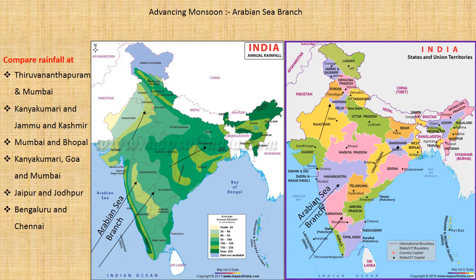If you pay attention to the annual rainfall map, the arrow that is pointed over MP and Jharkhand, that's the Arabian Sea branch moving to the east part of our country. So it will lose moisture till it reaches there. We have Chota Nagpur Plateau in Jharkhand. So Chota Nagpur Plateau will receive less rainfall from the Arabian Sea branch as this branch will lose moisture till it reaches there.